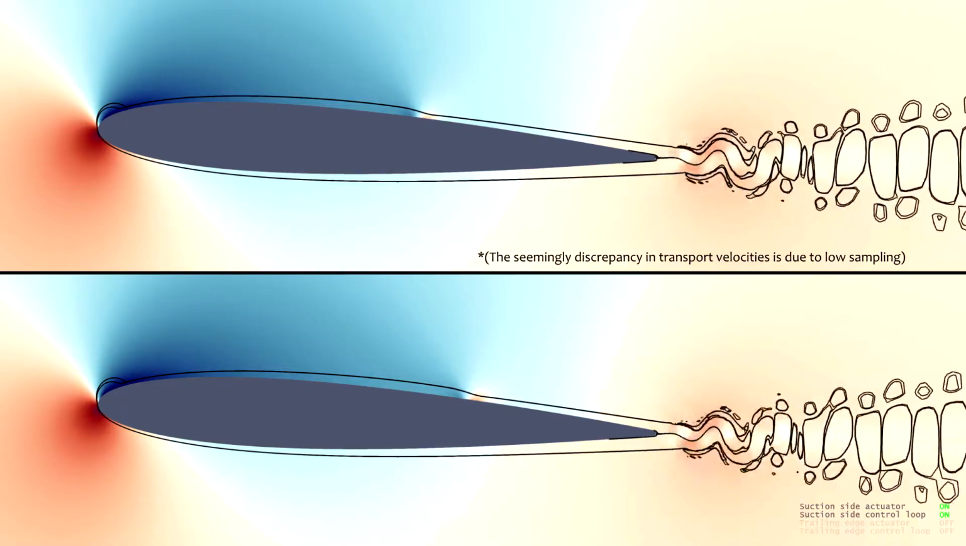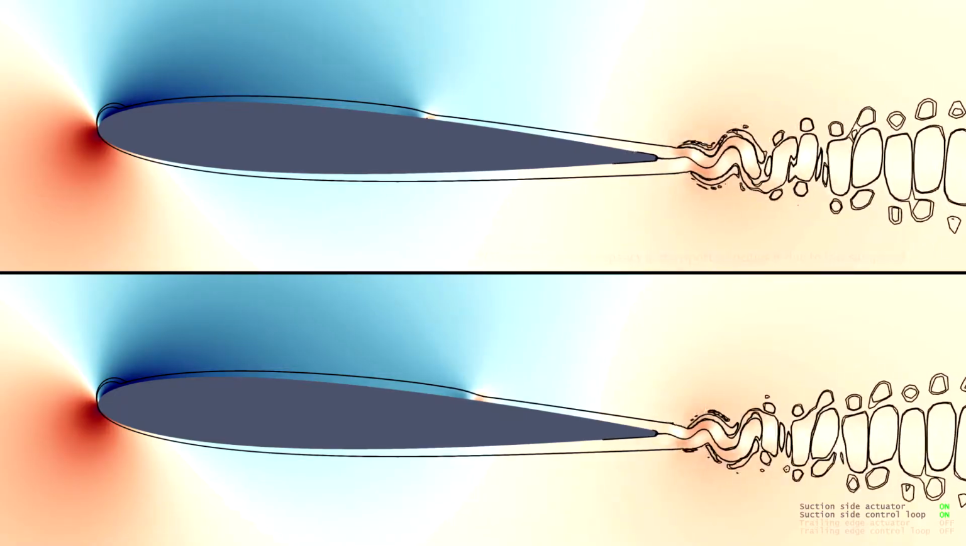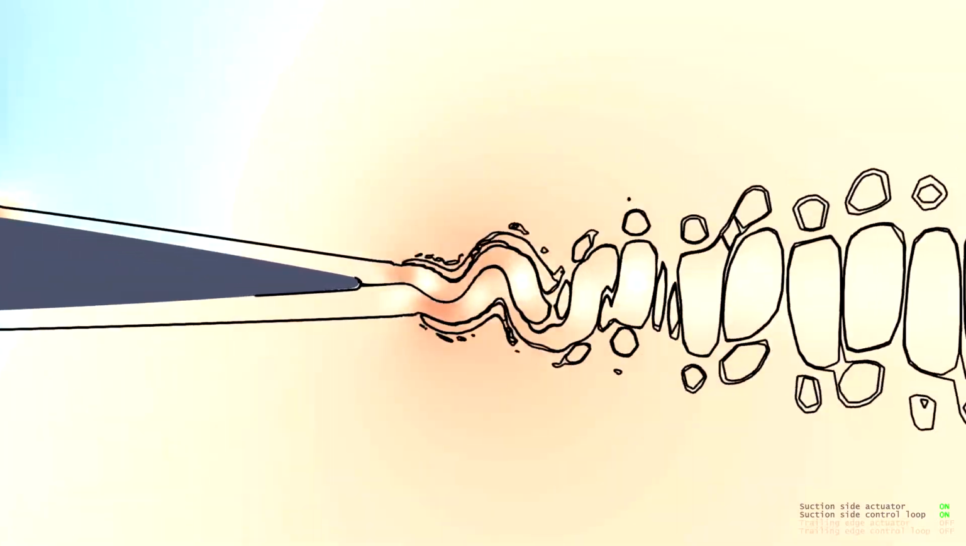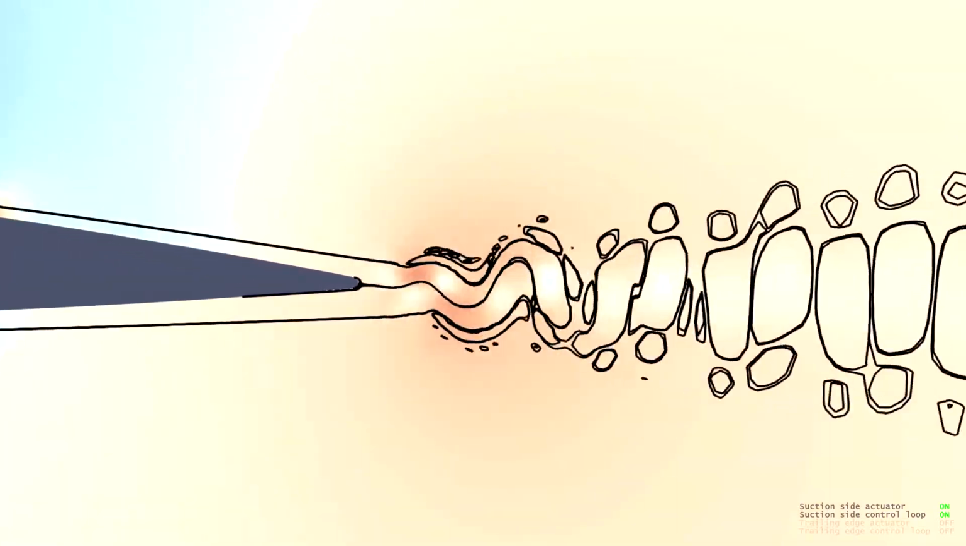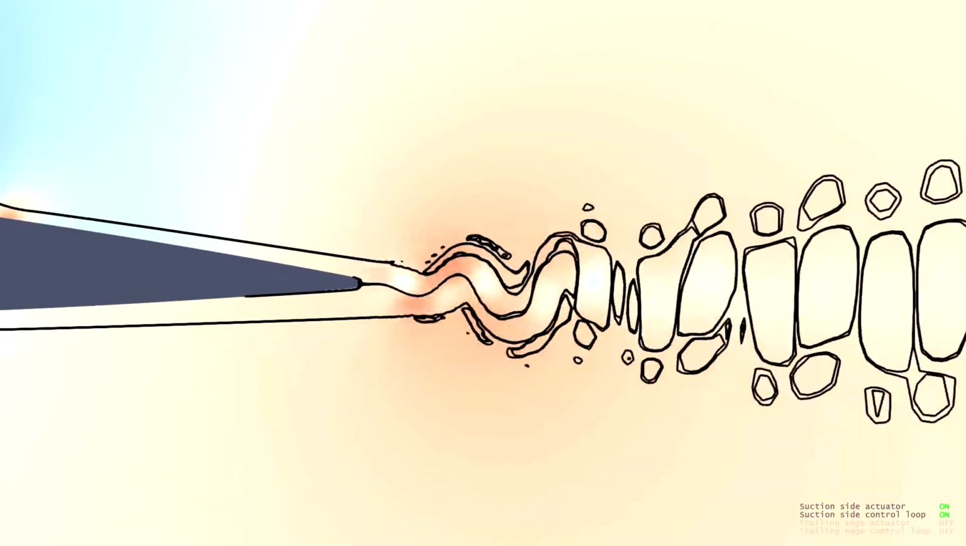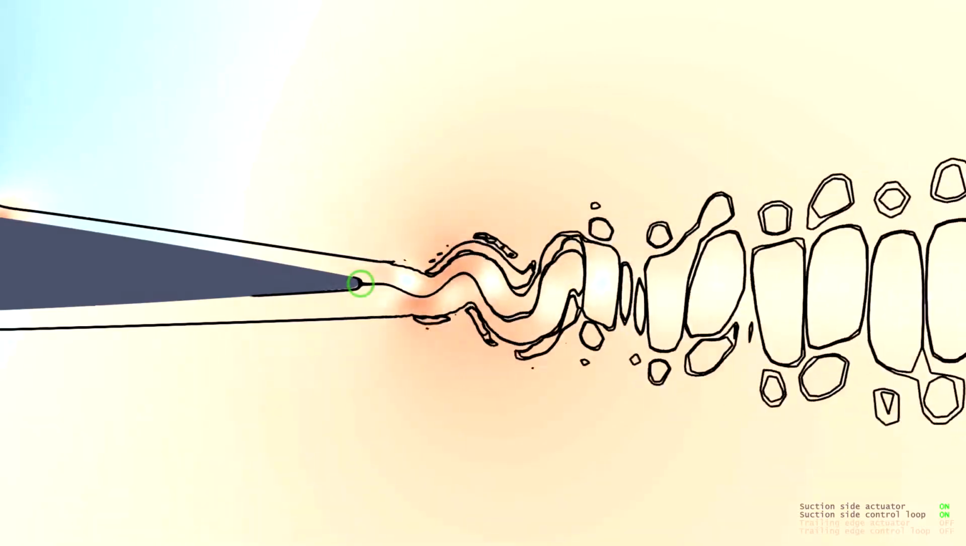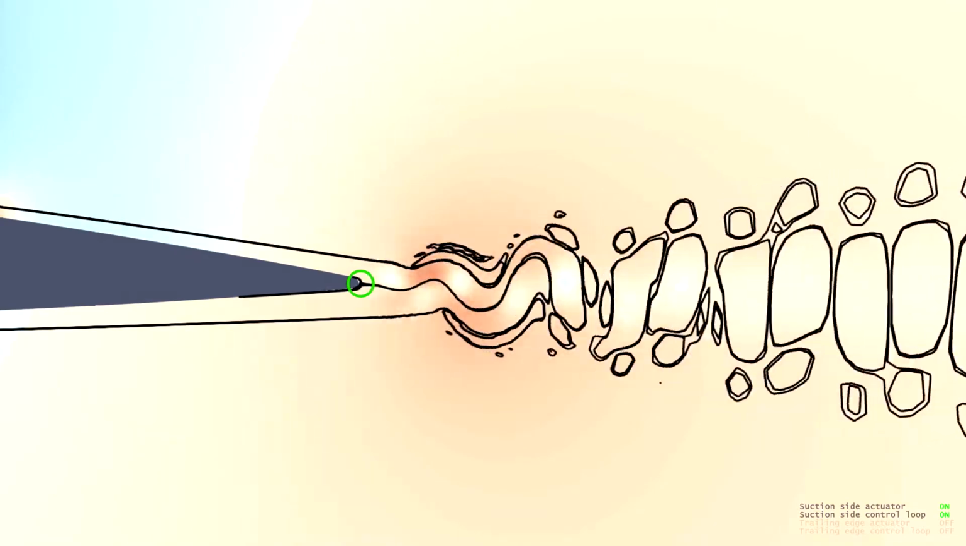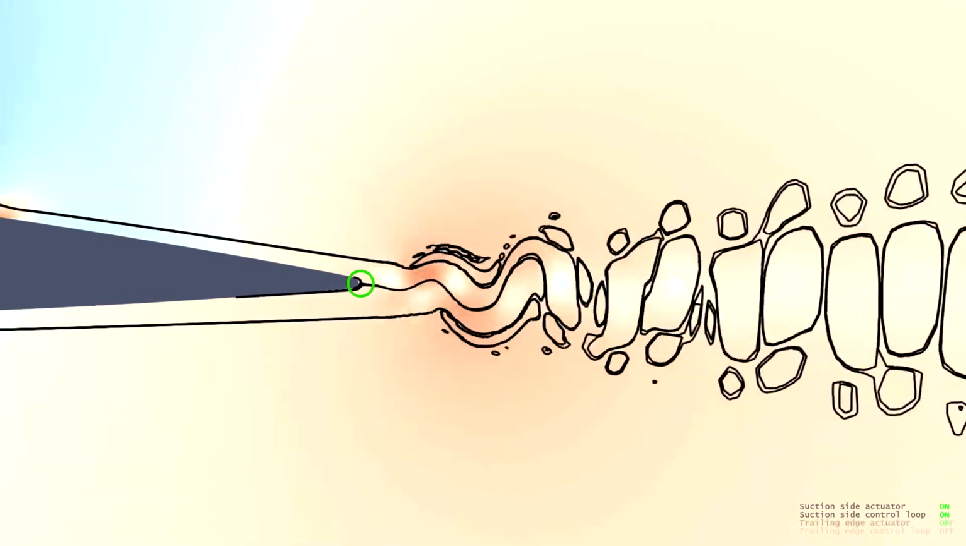With the suction side actuator, it looks much more like the Reynolds 10,000 case. It's organized and periodic. Now we put a new actuator right at the trailing edge, with the position locked, while the previous one is still at the optimal location.